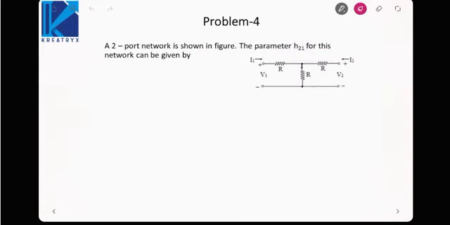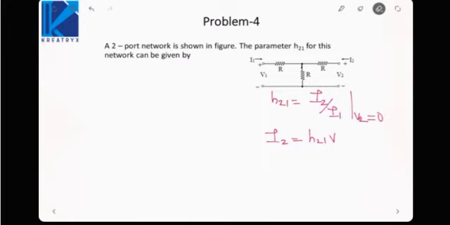In the next problem, it is asking for the parameter H21 for the given network. Now we know H21 will be equal to I2 by I1 when V2 is 0. Okay, because I2 is actually H21 I1 plus H22 V2. If you want to keep V2 equal to 0, we will short circuit this. If we short circuit this, current here is I1.